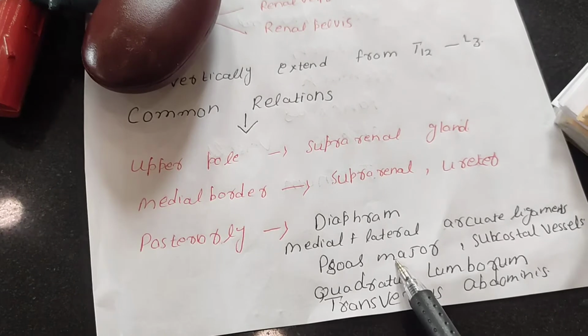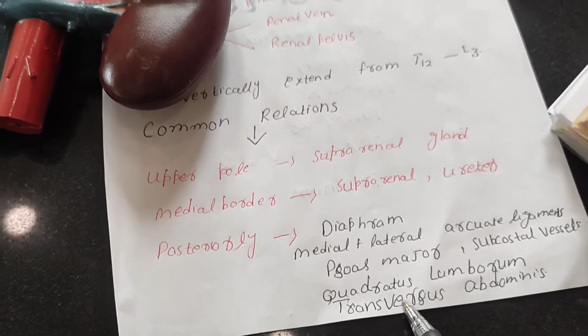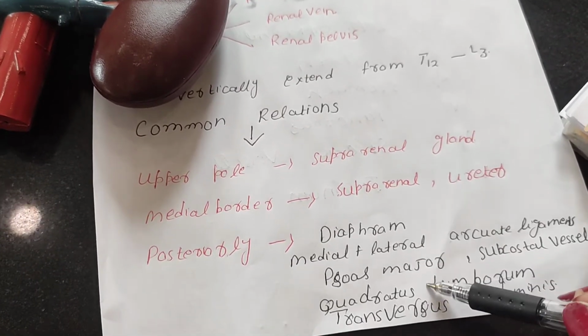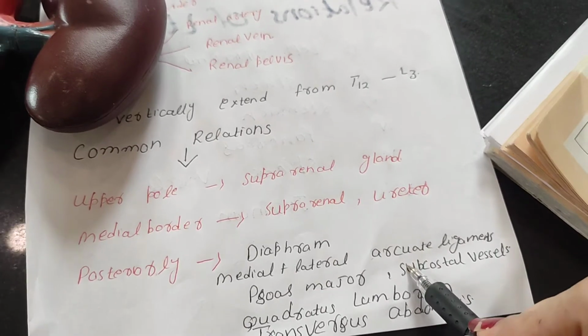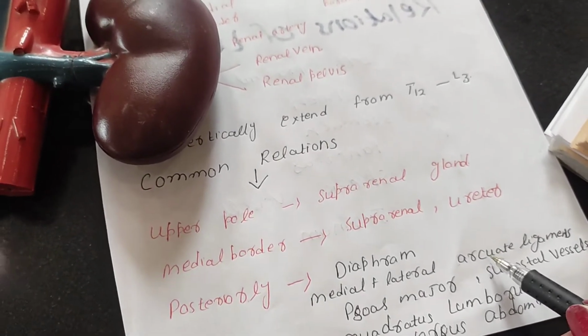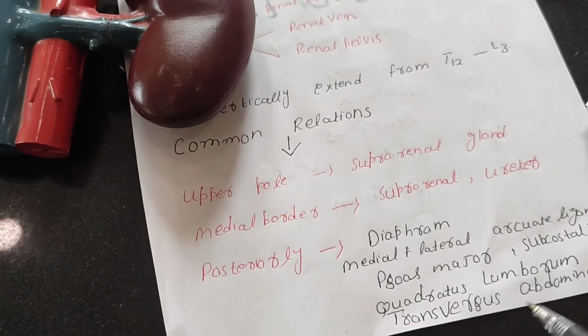And the muscles of the posterior abdominal wall are psoas major, quadratus lumborum, and transversus abdominis. So these three muscles will be in relation on the posterior side of the kidney, and also there are subcostal vessels which are present posteriorly, and they will have relations with the kidneys on the posterior side.